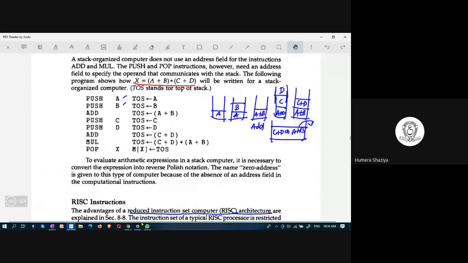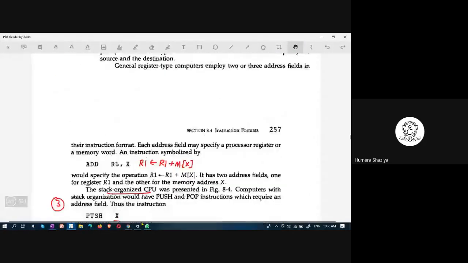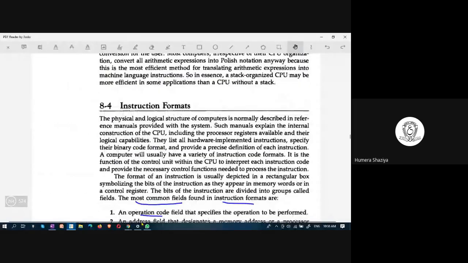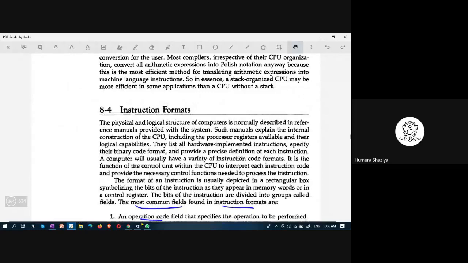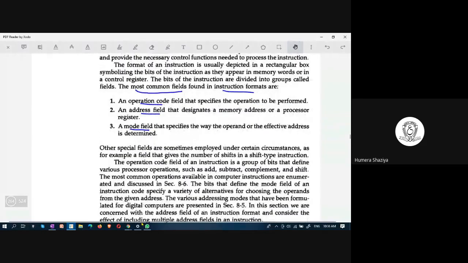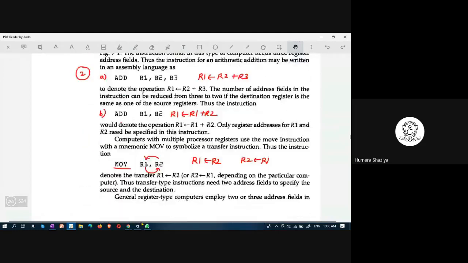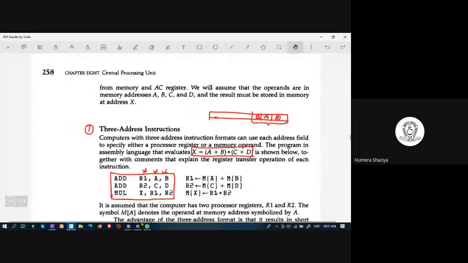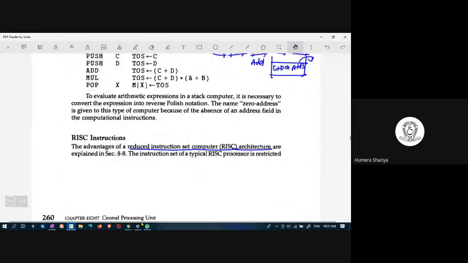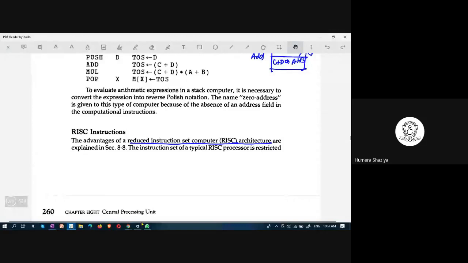That was all about the processor, the instruction formats. Students, don't get confused with the instruction formats topic which we studied in the previous chapter and which we are studying now. This is in unit 4, that was in unit 3. If in unit 4 instruction formats are asked, you write about 3 address instruction, single accumulator, general register, stack, followed by 3 address, 2 address, 1 address, 0 address. If it is asked in unit 3, then you write memory reference instruction, register reference instruction, and IO instruction.